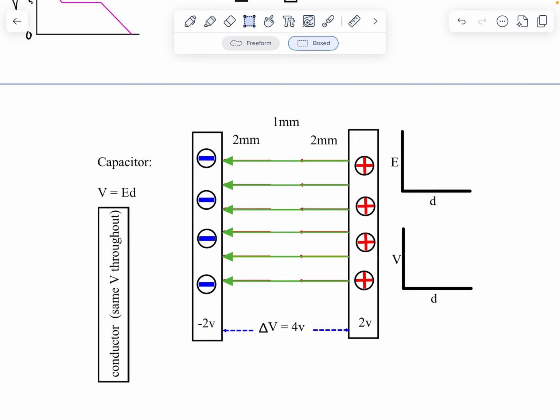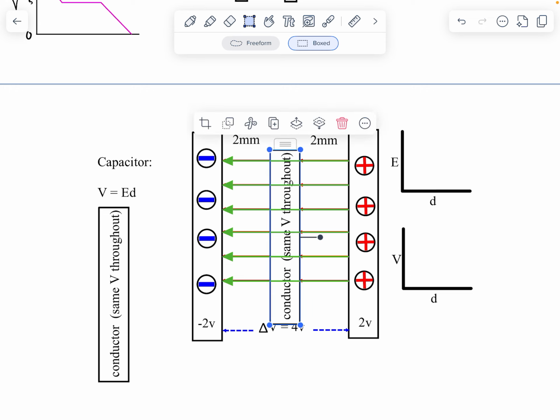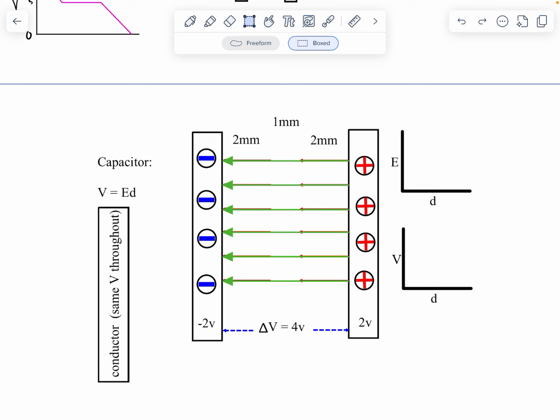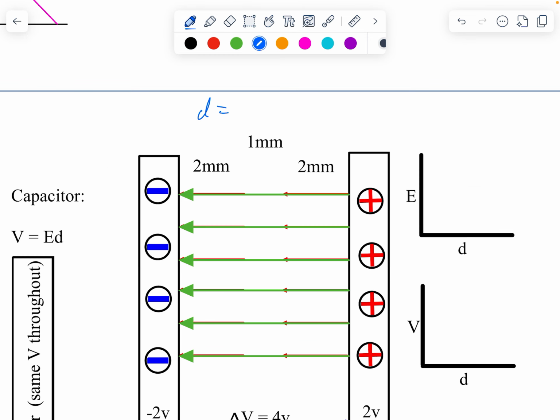Now up here, the gap. The total gap right here is just these together. Now, why do I have this separated out? Well, you'll see in a minute. First, we're going to analyze this with just the 2 plates, and then I want to put a conductor in between. That's why I have the regions. But if we put these things together, the total separation, the total D, is going to be 5 millimeters, which in meters is 0.005 meters.